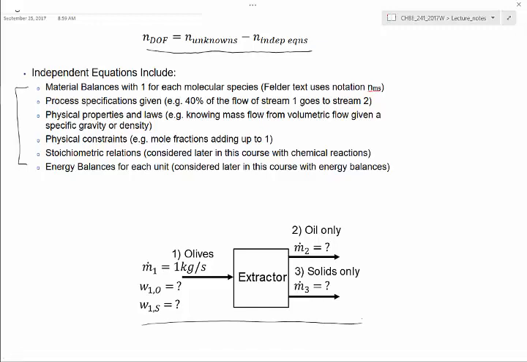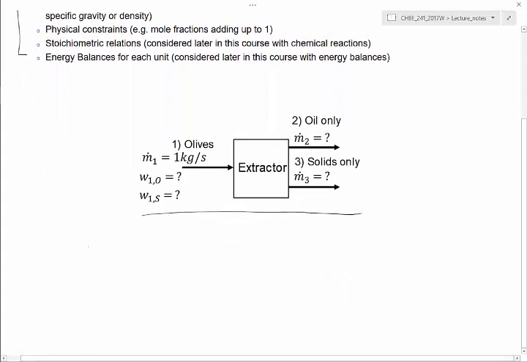And so if we return back to this example, in this form here, the way it's written out now, there's no way to solve the system for mass flows. We need an extra piece of information. And so if we give that extra piece of information as the solid weight, the weight of solids in stream 1 is 0.9.